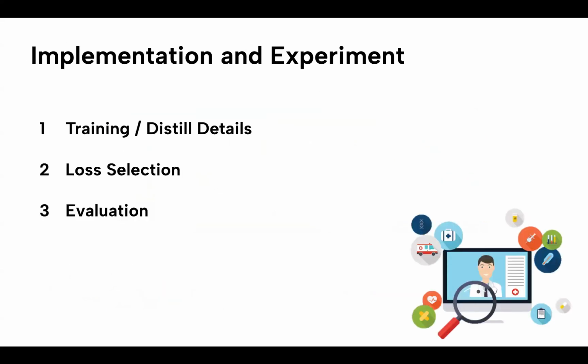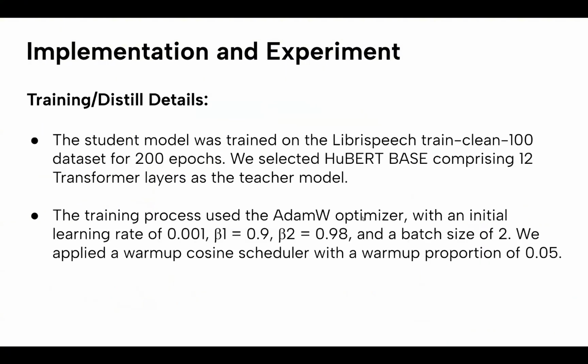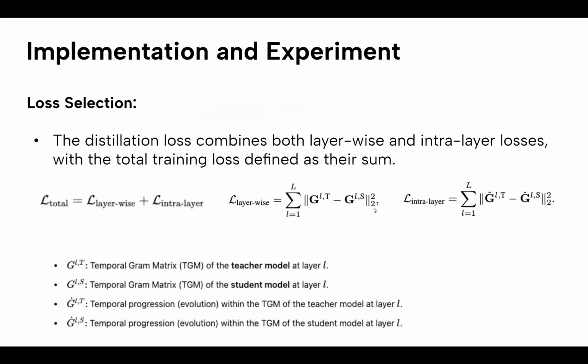For training details, the student model was trained on LibriSpeech training data for 200 epochs. We used HuBERT base as the teacher model, AdamW as the optimizer with a warm-up cosine scheduler. For loss selection, the total loss equals the sum of the layer-wise loss and the inter-layer loss, which measures the difference between the student model and teacher model.